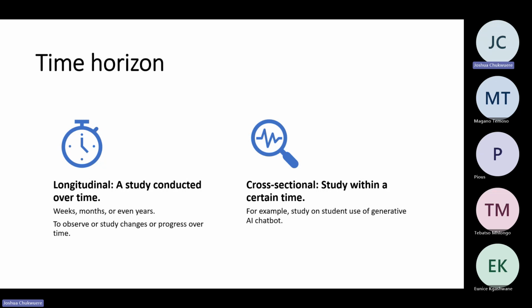Your cross-sectional involves what is done within a certain period of time. So let's say you want to look at student use of a generative chatbot. Case closed. You don't need to repeat it again, while longitudinal can be repeated over a period of time.